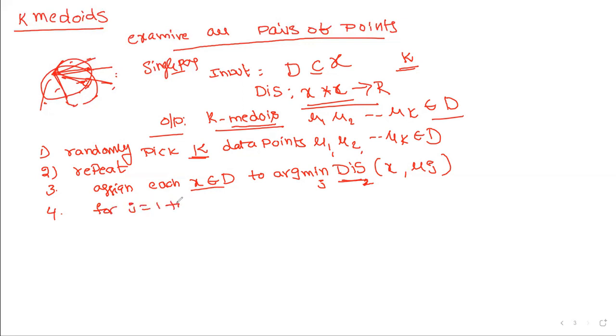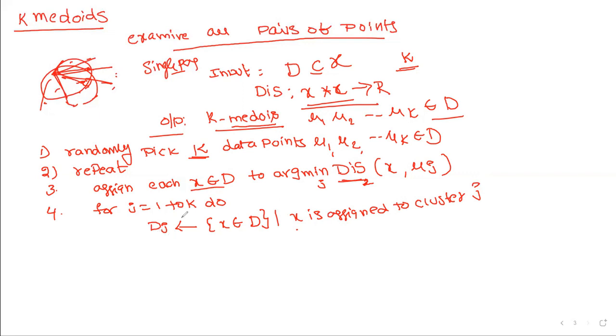Suppose for j is equal to 1 to k, for all the medoids, what to do? Assign to the cluster j the same thing. The x belongs to D such that x is assigned to cluster j. That is, among all these, dis of x to mu j is the smallest value, that is the smallest distance. Now x is assigned to cluster j. Up to now it is completely the same.